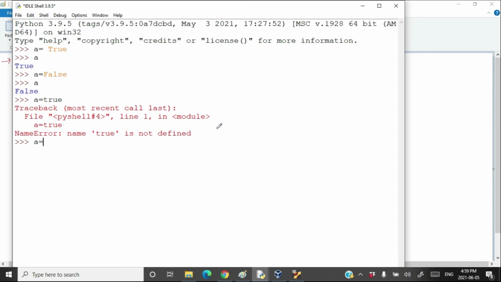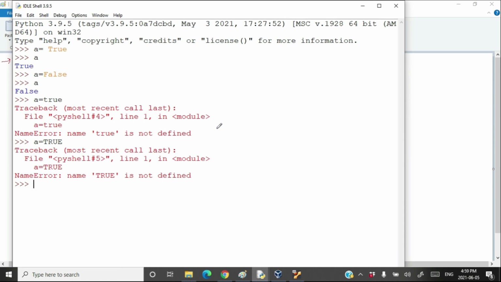If you write A is equal to TRUE, all capitals, then also this is an error. So in the Boolean literal True, only T should be capital, other letters should be small. And in the Boolean literal False, only F should be capital and others should be small. Otherwise, if you write it any other way around, that will not be a Boolean literal. Hopefully you are getting my points.